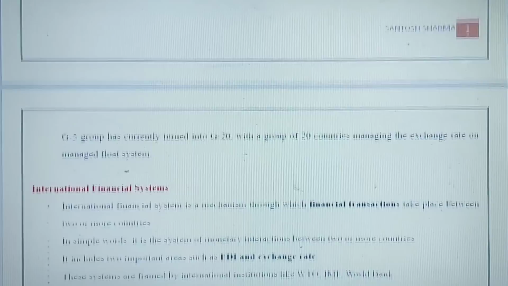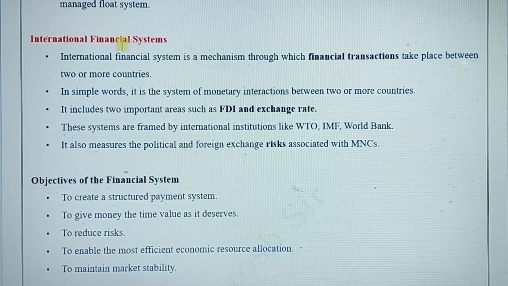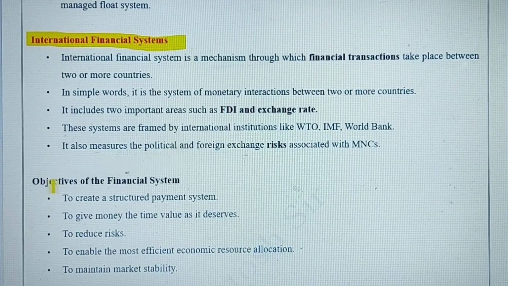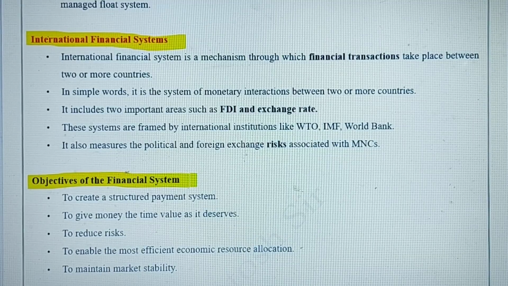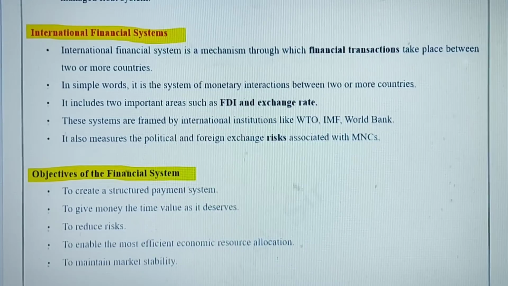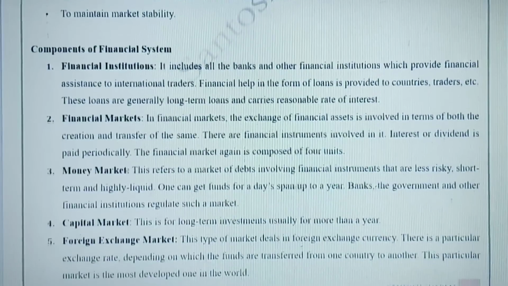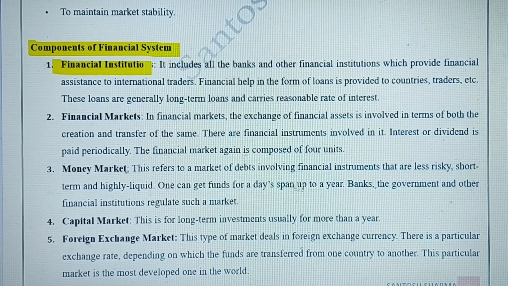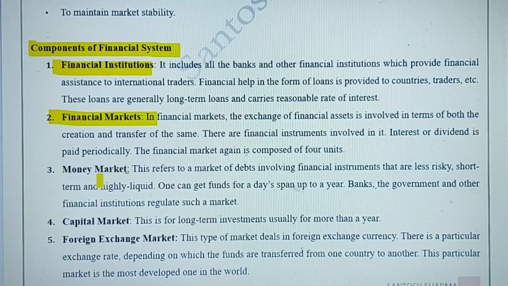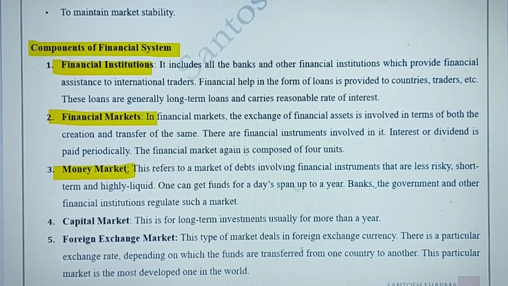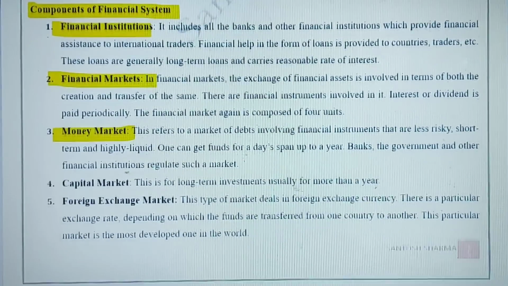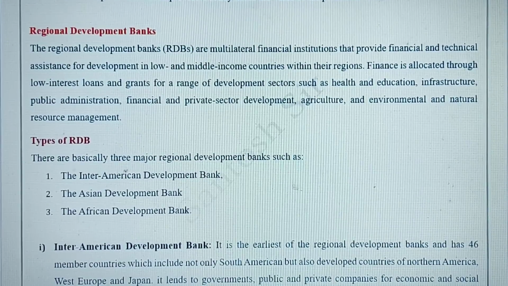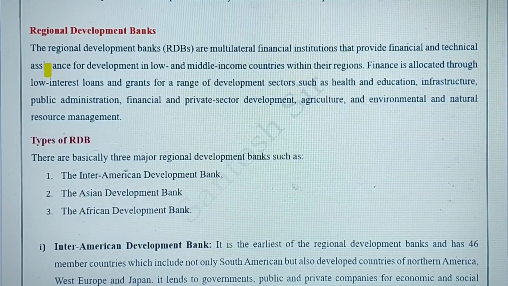From this unit you can also go through the international financial system, what it is and its main objectives. This is also going to be a very important question. There are a few components of this financial system, like financial institutions, financial markets, money market, capital market. You can mention all these in your answer. I've written 8 components, so you can go through that.